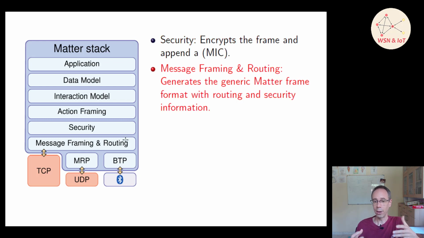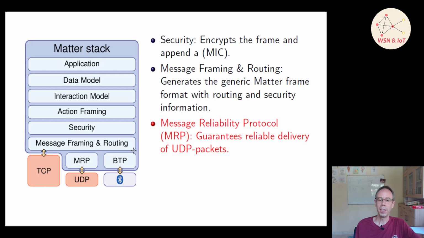Then comes the generation of the generic Matter frame, where we are adding the routing information and the security information, so that we can decrypt the message later, and then the message is directly sent when we're having TCP. When we are not having TCP, then for a lot of operations we need a reliable protocol, and UDP is not reliable. We don't know if the message arrives at the receiver or not.